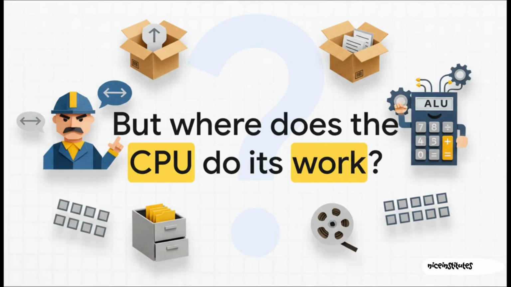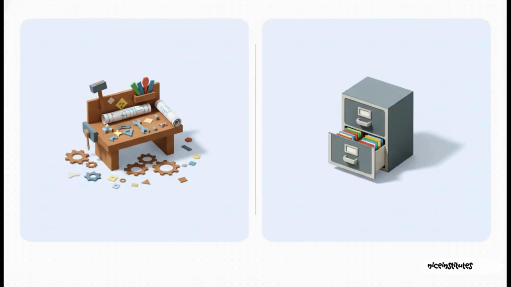Okay, so we've got the foreman, the control unit, giving out orders, and we've got the calculator, the ALU, ready to get to work. But to do all this, they need space, right? They need a place for their current projects, and they need a different place to store stuff long-term. And this brings us to a really, really important distinction. And this is such a great way to think about it. Imagine RAM, that's your memory, as your workbench. It's where you lay out all the tools and all the parts for the project you're working on right now. Storage, on the other hand, like your hard drive or SSD, that's your filing cabinet. It's where you keep everything you own, even the stuff you're not using at the moment.